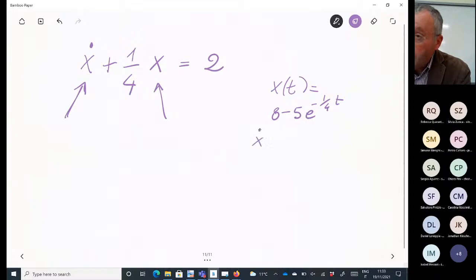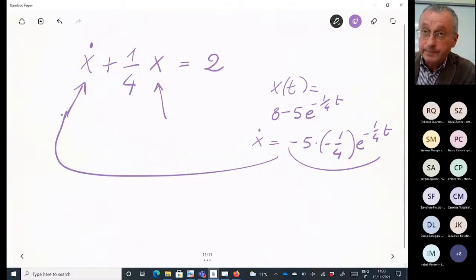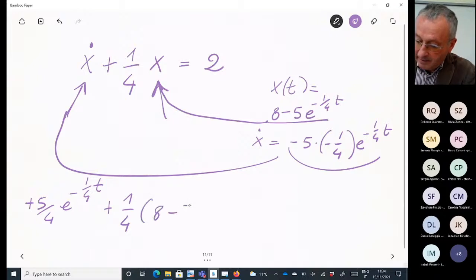x dot is the time derivative, so 8 is a constant. So minus 5 times the time derivative, which is minus 1 over 4, exponential minus 1 over 4t. Okay? Put the time derivative here. Put your solution here. So we have the time derivative, minus 5, so plus 5 over 4 basically, exponential minus 1 over 4t, plus 1/4 times x, where x is 8 minus 5 exponential minus 1 over 4t, must be equal to 2.